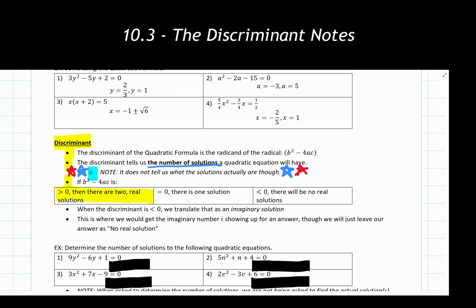If the discriminant is greater than 0, then we are going to have two real solutions. That could be even something as small as 0.00001, and that still tells me I'm going to have two solutions. It could be as big as 10 billion, and that still means I have two solutions. If the discriminant is equal to 0, then I'm going to have exactly one solution.